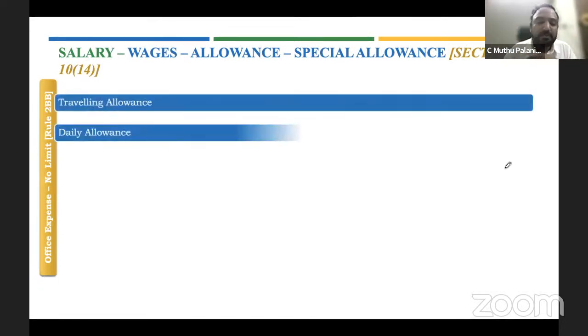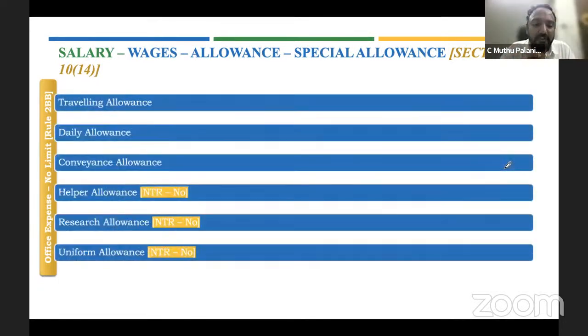When you say office expense, there are six categories of office expenses. The first ones are traveling allowance, daily allowance, and conveyance allowance. The last three are helper allowance, uniform allowance, and research allowance. These 6 allowances are called office allowances. These 6 expenditures are covered as office expenses, which means there is no limit. Whatever is paid is basically tax-free. It is not taxable. But we have to understand what exactly it is.